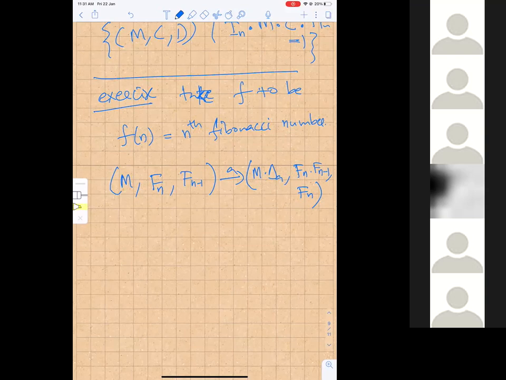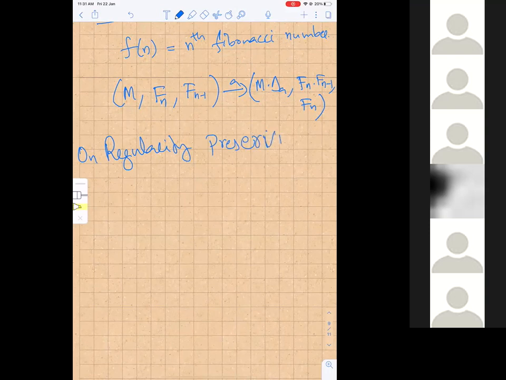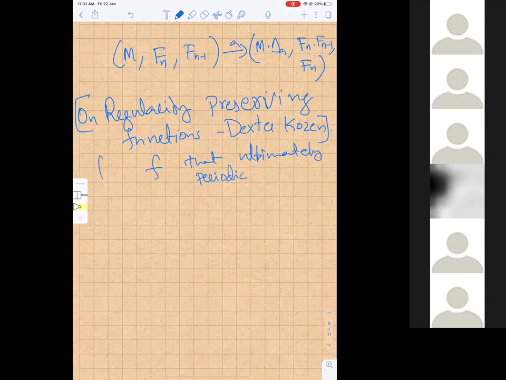And so this way you can do many functions. You can do any polynomial. In fact, this is from a paper called On Regularity Preserving Functions by Dexter Kozen. In fact, for any function f that is ultimately periodic, f(L) is regular if L is regular.